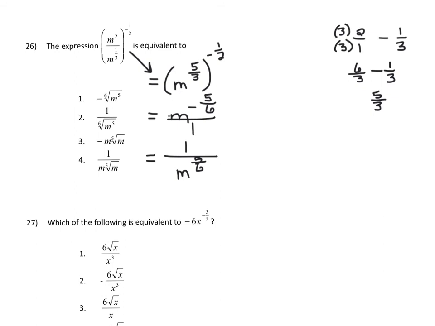Okay, now if I look at the answer choices, we have radicals in these answer choices, so let's rewrite this in radical form. If we do power over root, the denominator will be the 6th root of m to the 5th power. So again, the denominator will be the 6th root of m to the 5th power. Oops, that's supposed to be a 5. All right, and then on top, we put a 1. Okay, so if we look, that matches up with choice 2.